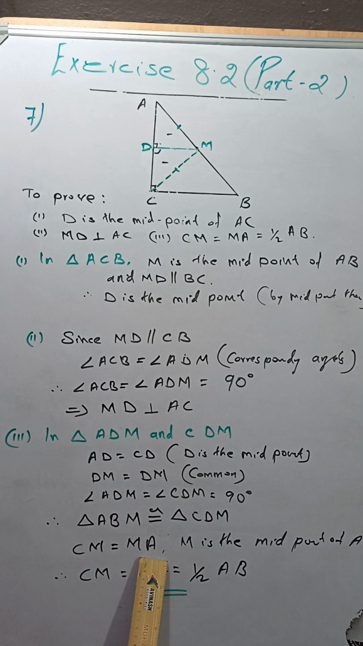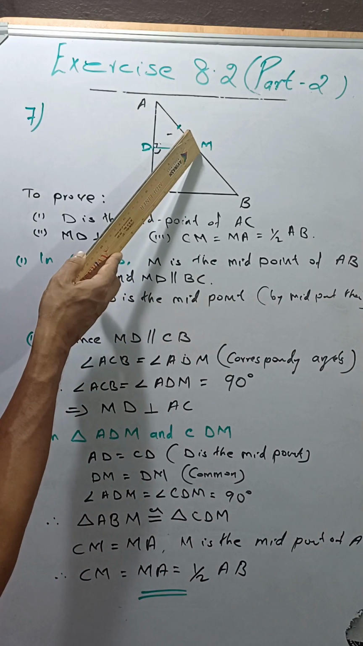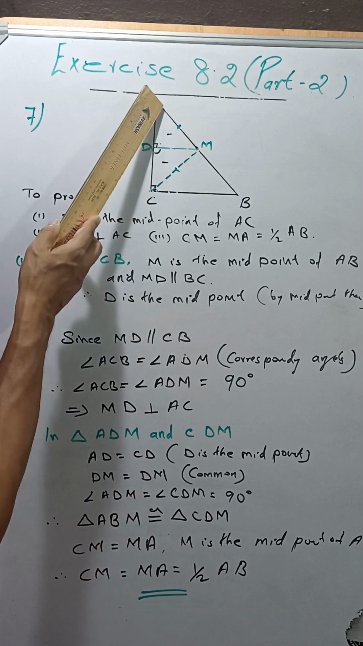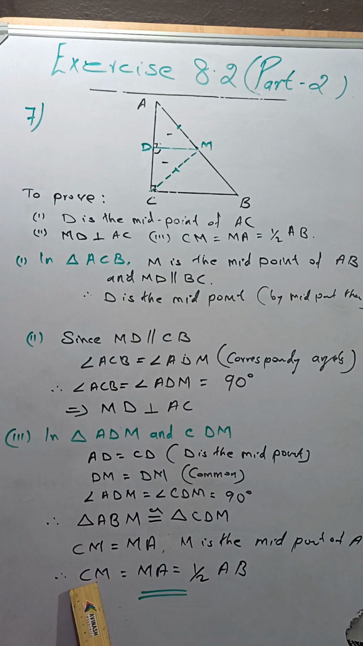CM is equal to MA. It is given that M is the midpoint of AB, which means MA is equal to half of AB. Here we have proved that CM is equal to MA, which is equal to half of AB. Okay students, this exercise 8.2 is completed.